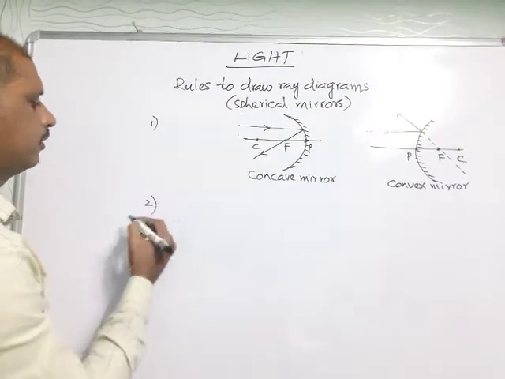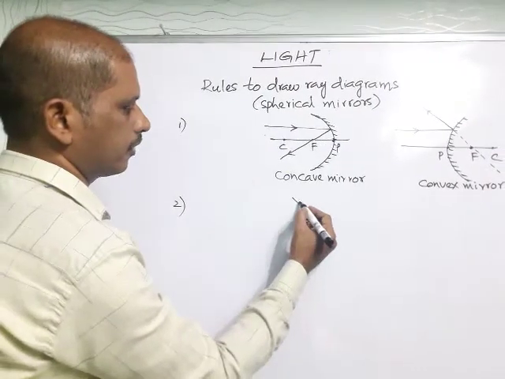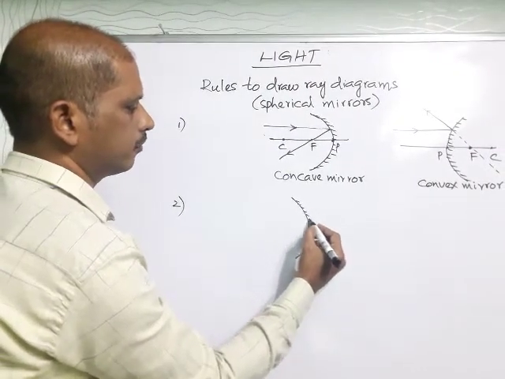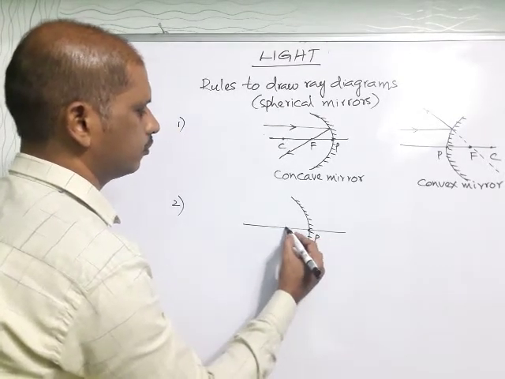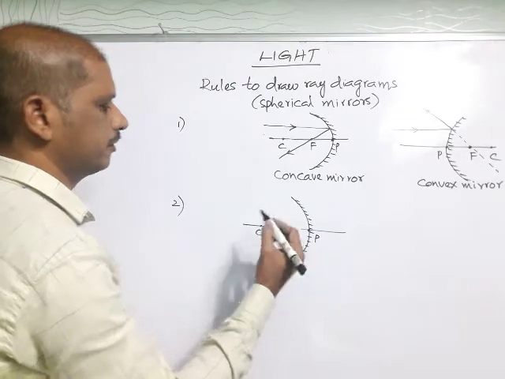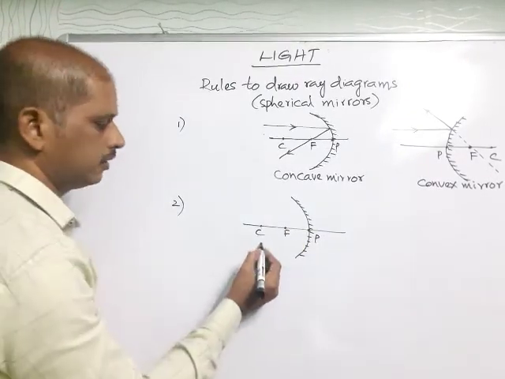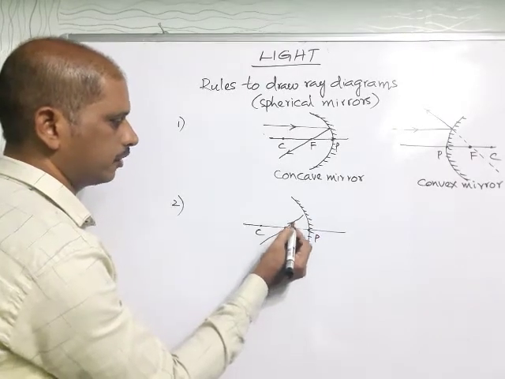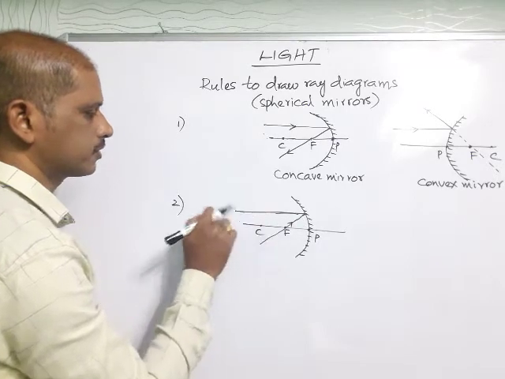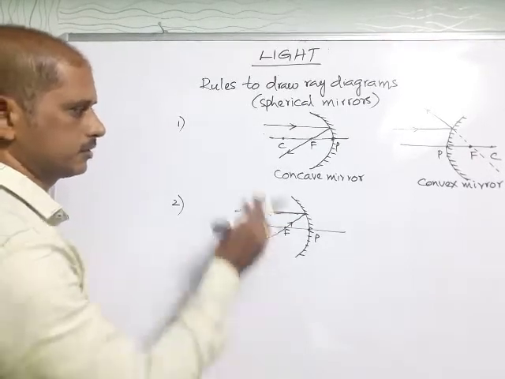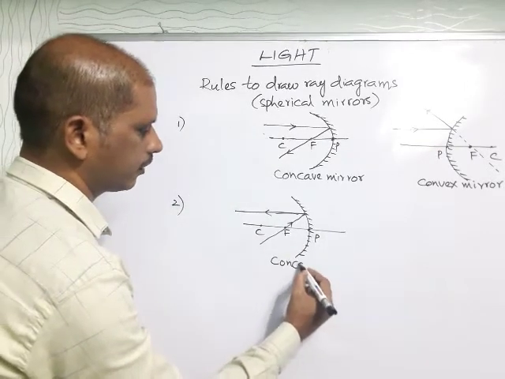And the second rule is exactly opposite to this. Again, if you take one concave mirror, this is the principal axis, pole, focus, center of curvature. Now I will take one light ray which is passing through the focus. After reflection, it passes parallel to the principal axis, exactly opposite to the first rule. So this is the concave mirror.